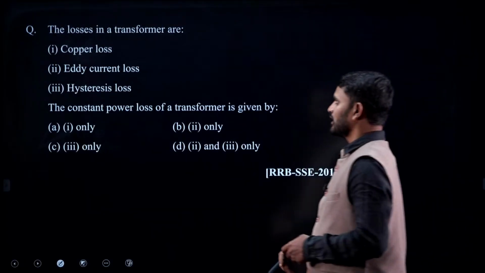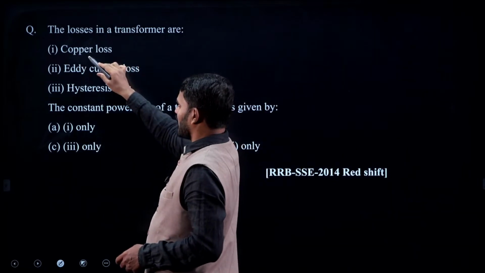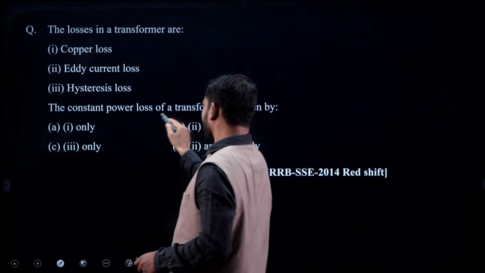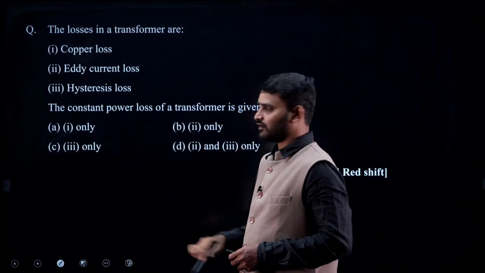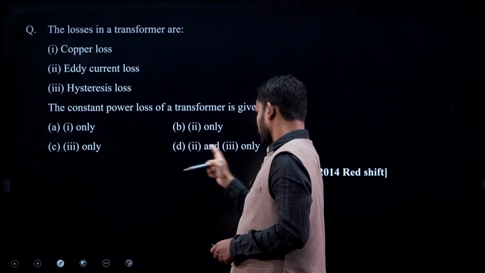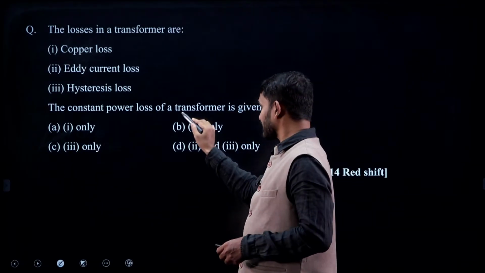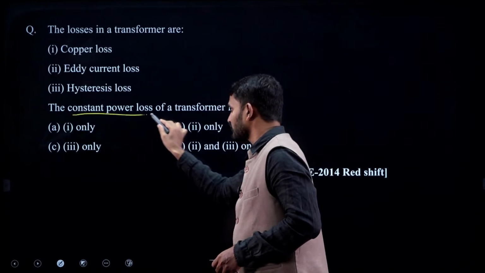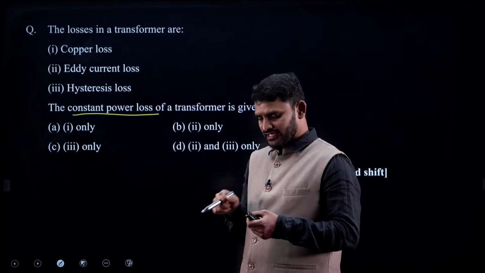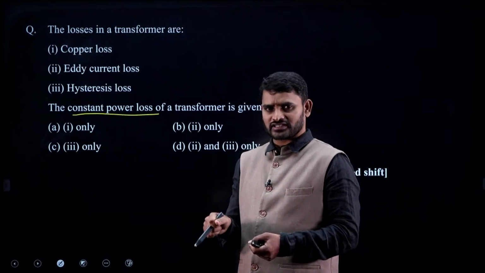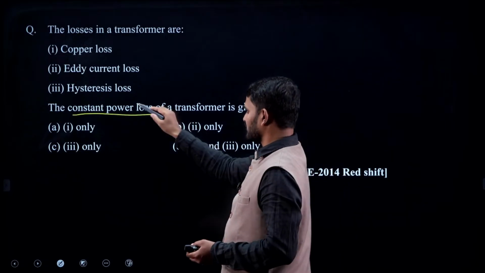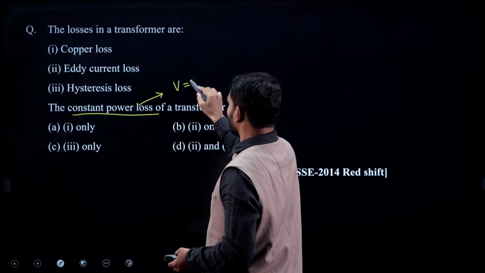Look at this question. The losses in a transformer are copper losses, eddy current losses, hysteresis losses. The constant power loss of a transformer is given by 1 only, 2 only, 3 only, 2 and 3 only. He is asking about constant losses. Why are we calling them constant losses? Because generally we apply rated voltage, which is constant. We generally do not change it.